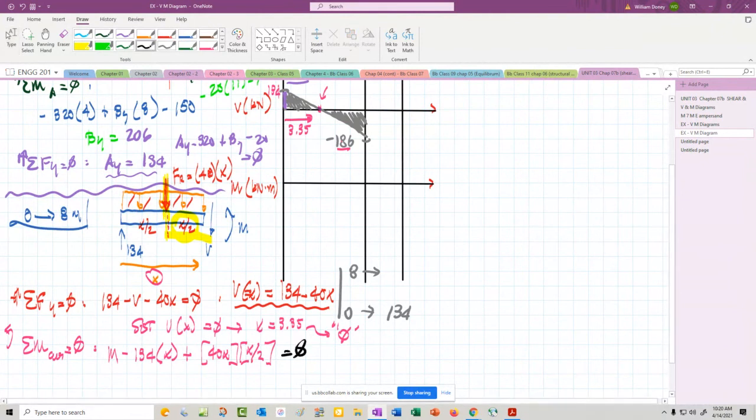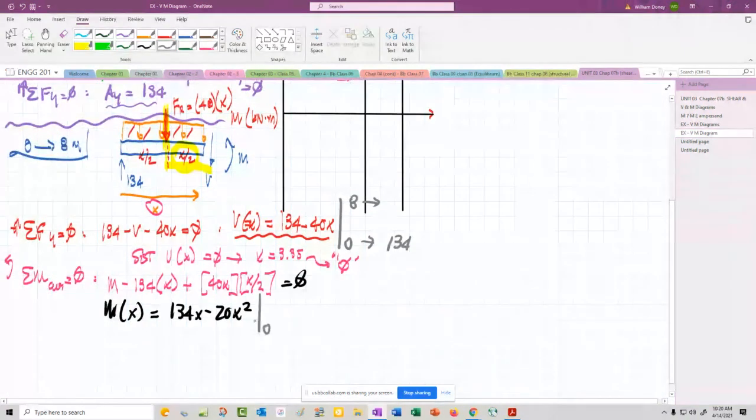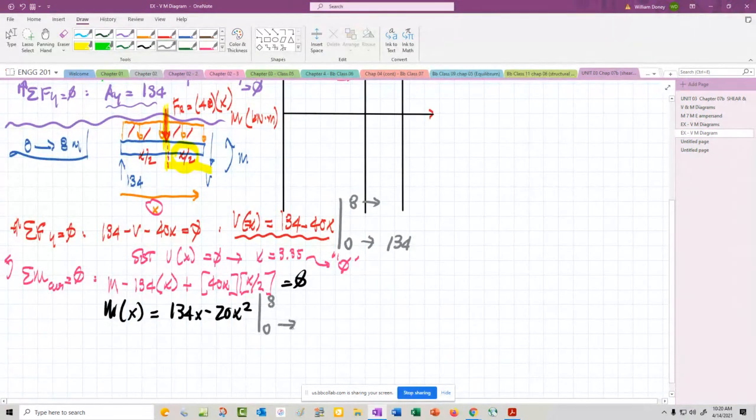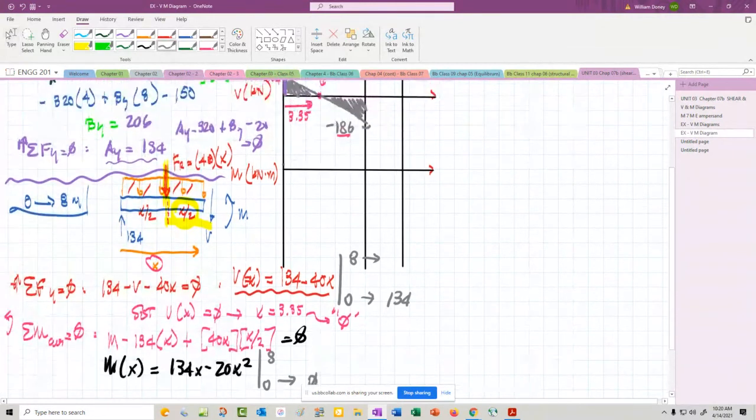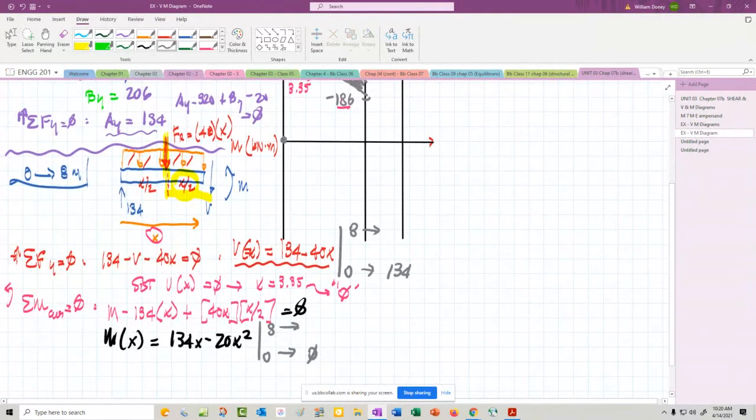All of that should equal 0, so our moment function at that point is going to equal 134X minus 20x squared. So we have a function to the second power. That means it won't be linear. It's going to be a parabola. And we need to evaluate that at 0 and 8. At 0, it's going to equal 0. Nice.